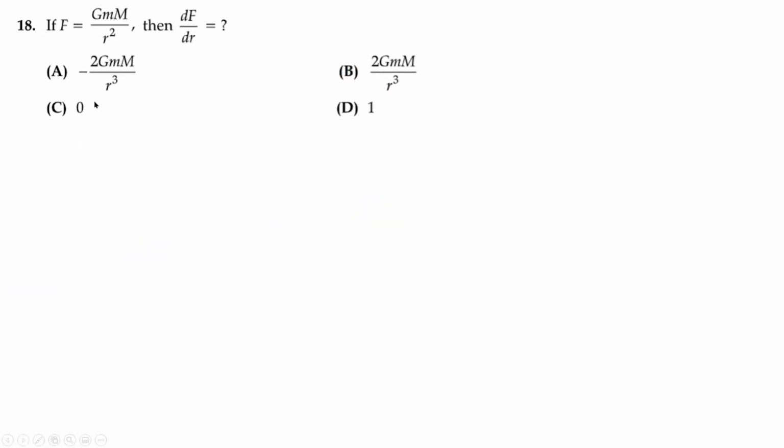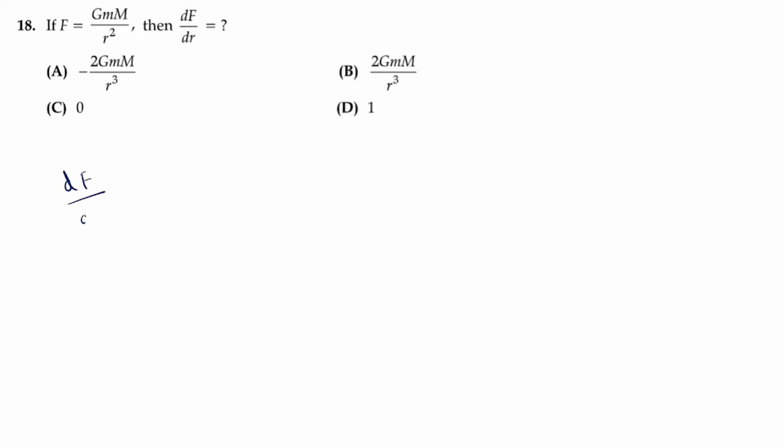Next question, if F is equal to G into m1 m2 upon r square, then dF by dr is equal to. Here all these are constants. It is a formula in physics. G is a constant, m1 and m2 are masses. We need to find dF upon dr.